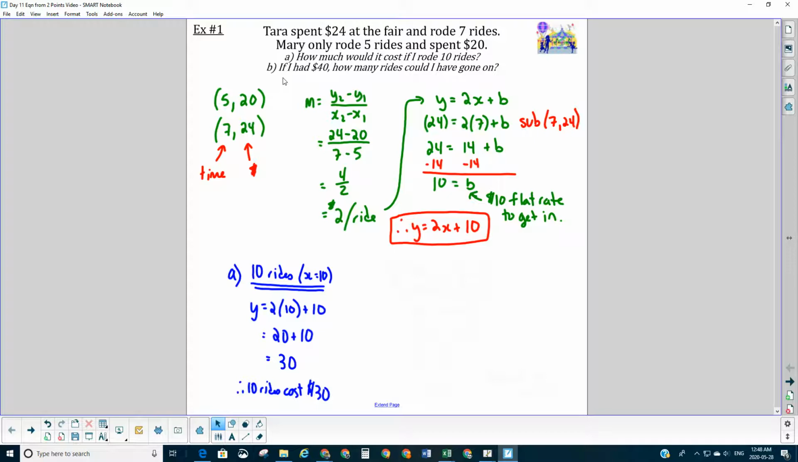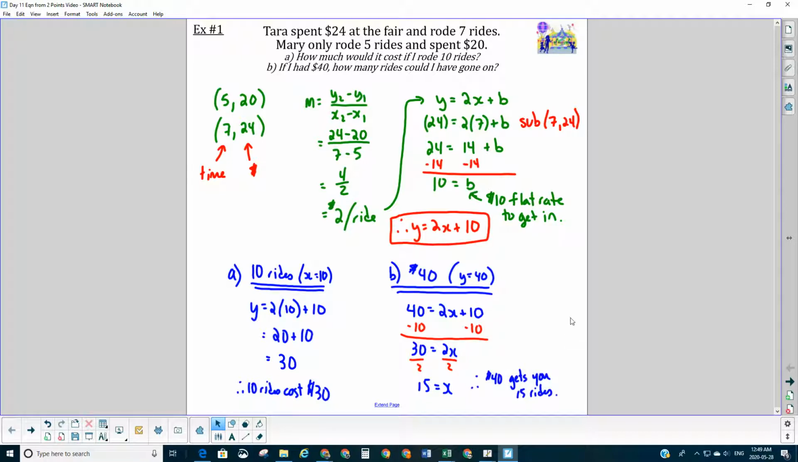B, if we had $40, how many rides could we have gone on? So this gives us the opposite question. Now we're given the cost. We're given the y value. So y equals 40. We take our equation, and now we replace the y value with 40. And we have to solve for x. Again, to do that, we take away the $10 flat rate. We know then that $30 is left over, and that must have been what we paid on the rides. If it's $2 a ride, we divide both sides by 2, and x equals 15. And we can conclude by saying $40 gets you 15 rides.